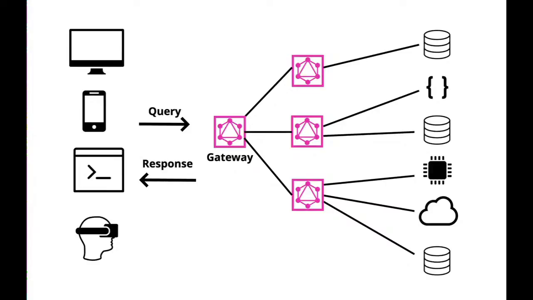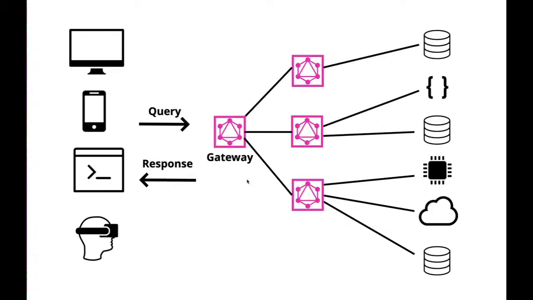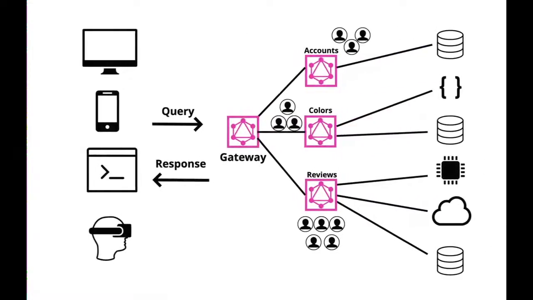Now, this is where Apollo Federation comes into play. Apollo Federation is a slightly different style of architecture that's going to allow us to send a query not to a single GraphQL API, but to an API that sits in front of a bunch of separate APIs. So let me show you what I mean by this. Our query is going to be sent to a gateway. The gateway will then collect information from the appropriate GraphQL API and then deliver it in a single response.